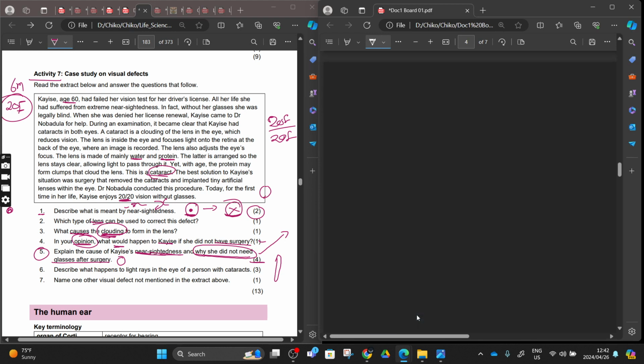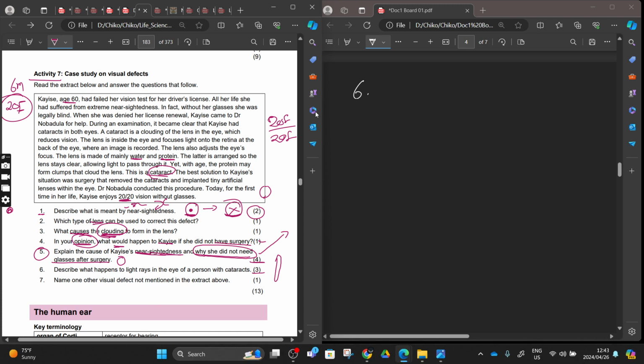Let's move on. Number 6: describe what happens to light rays in the eye of a person with cataracts, 3 marks. You have to explain that the light is not entering well, so it is not refracted well, and the person ends up seeing a blurry image. The light rays enter through the cornea, but the light is not refracted correctly through the lens. The clouding prevents the refraction of light, and the light rays are not focused on the yellow spot, which leads to blurry vision.